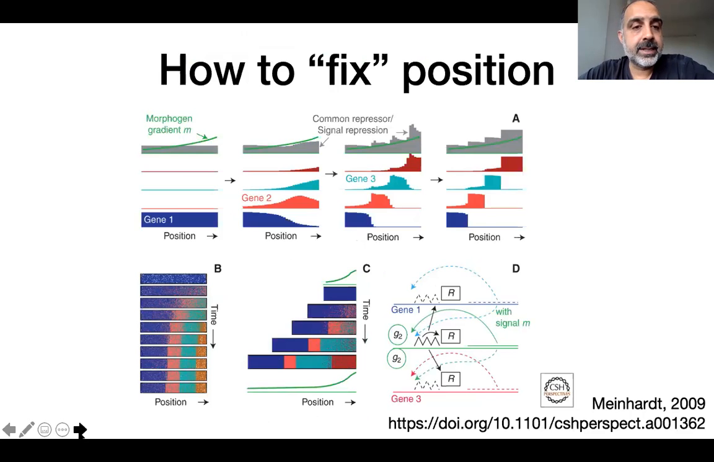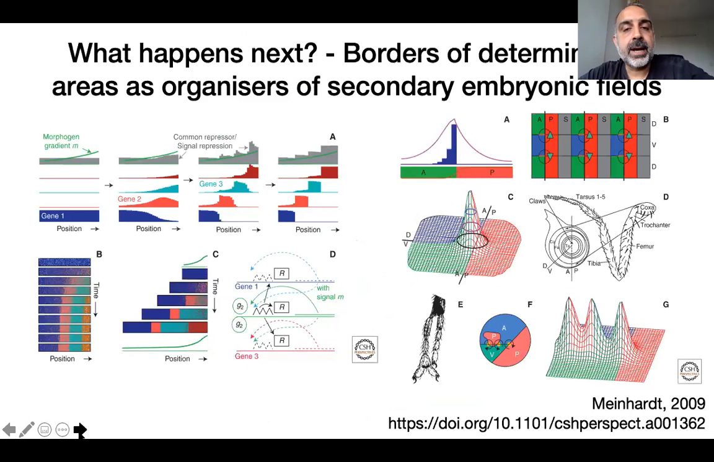So like I said, we've gone through this. This is a way to fix position after signaling. But what happens next? Okay, when we fix this, when we start getting these 4 domains of blue, red, cyan, and brown gene expression domains, what will happen next? And so, of course, you'll start seeing cell behaviors, but also these borders tend to be very important.